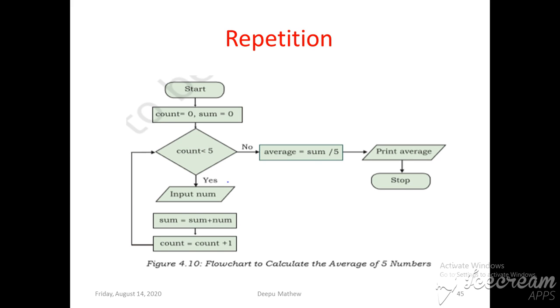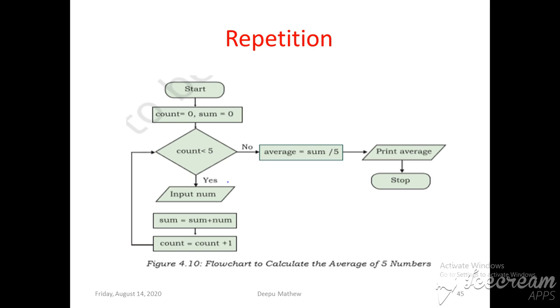So this is a flowchart of the previous program. First, start, then set count equal to 0 and sum equal to 0. Then check that the count value is less than 5. So this is our condition, and we are using one diamond shape.